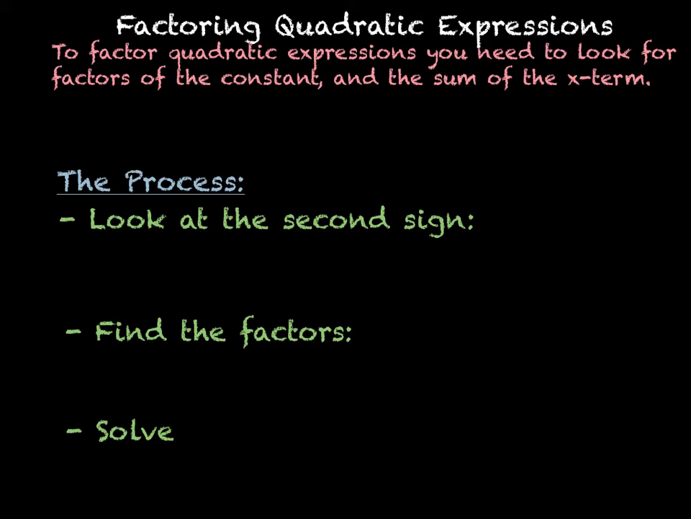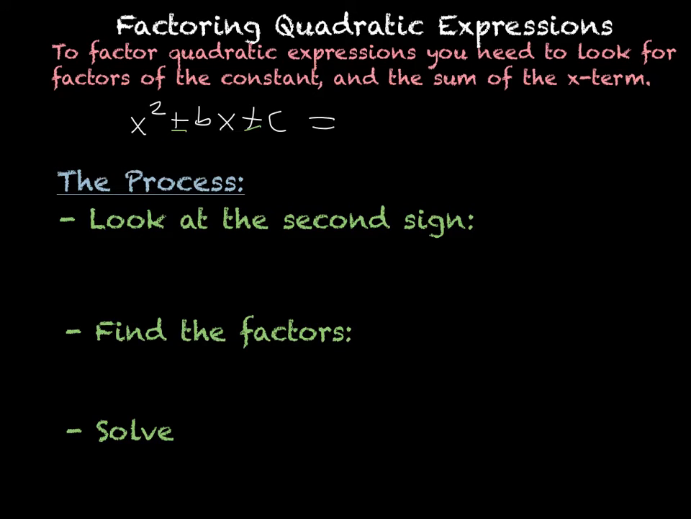Factoring quadratic expressions. To factor quadratic expressions, you need to look for factors of the constant and the sum of the x term. First thing we need to realize is a quadratic expression is anything where there's an x squared plus bx plus c, where the signs can be positive or negative. Could also have negative or a negative here, and then the b and c can be anything, any number.